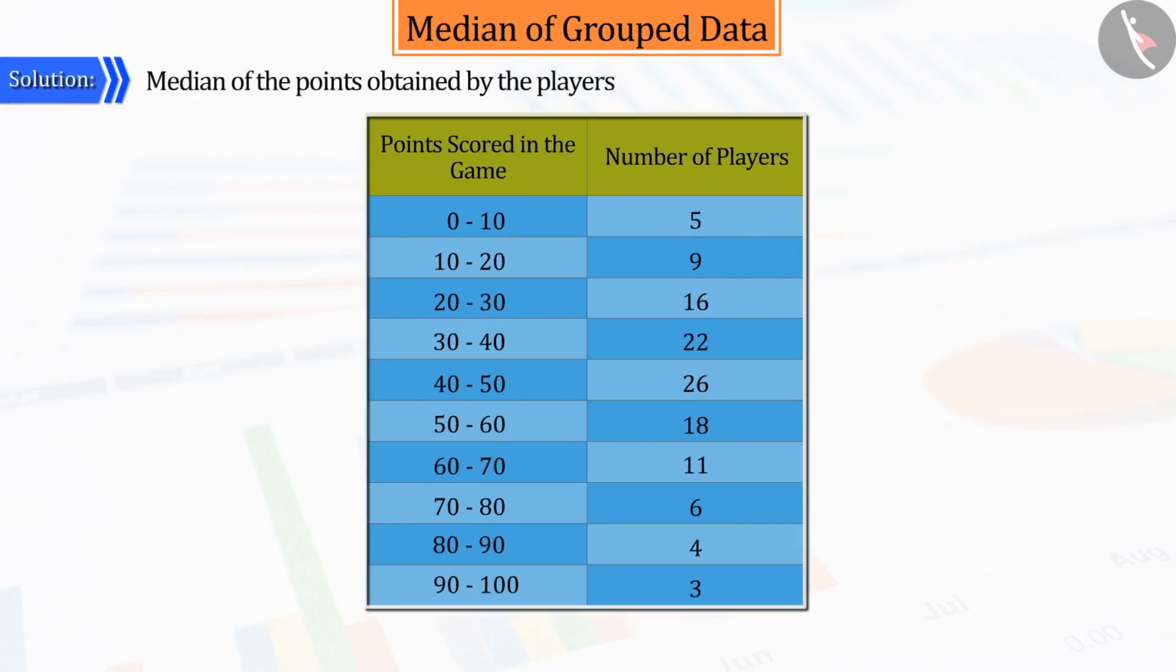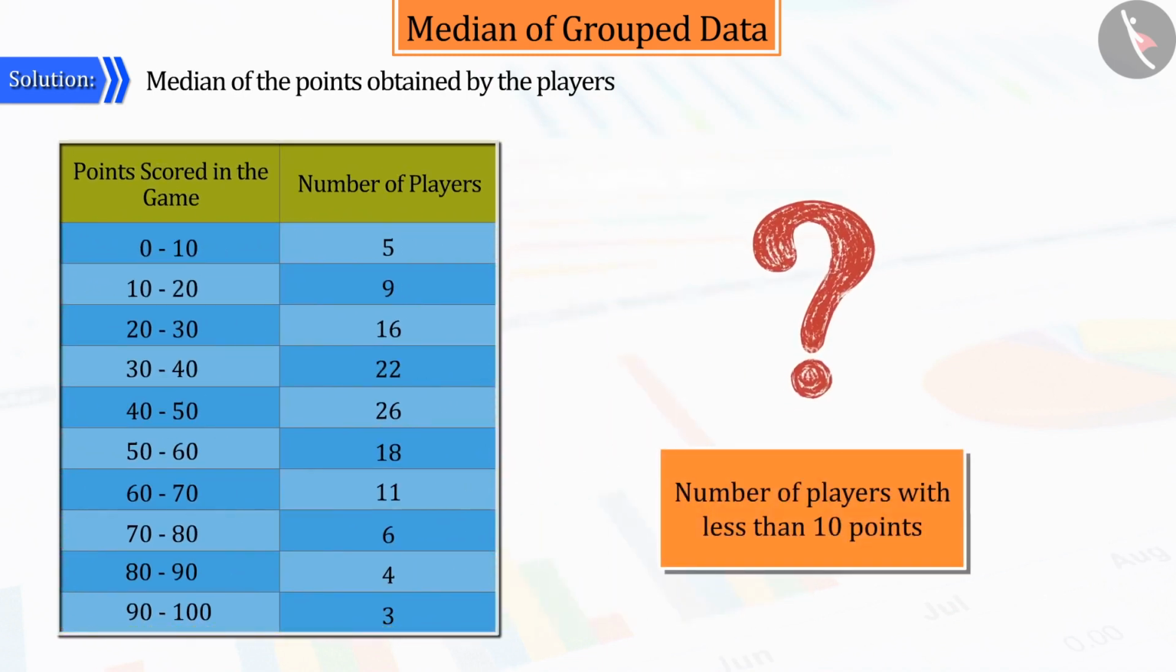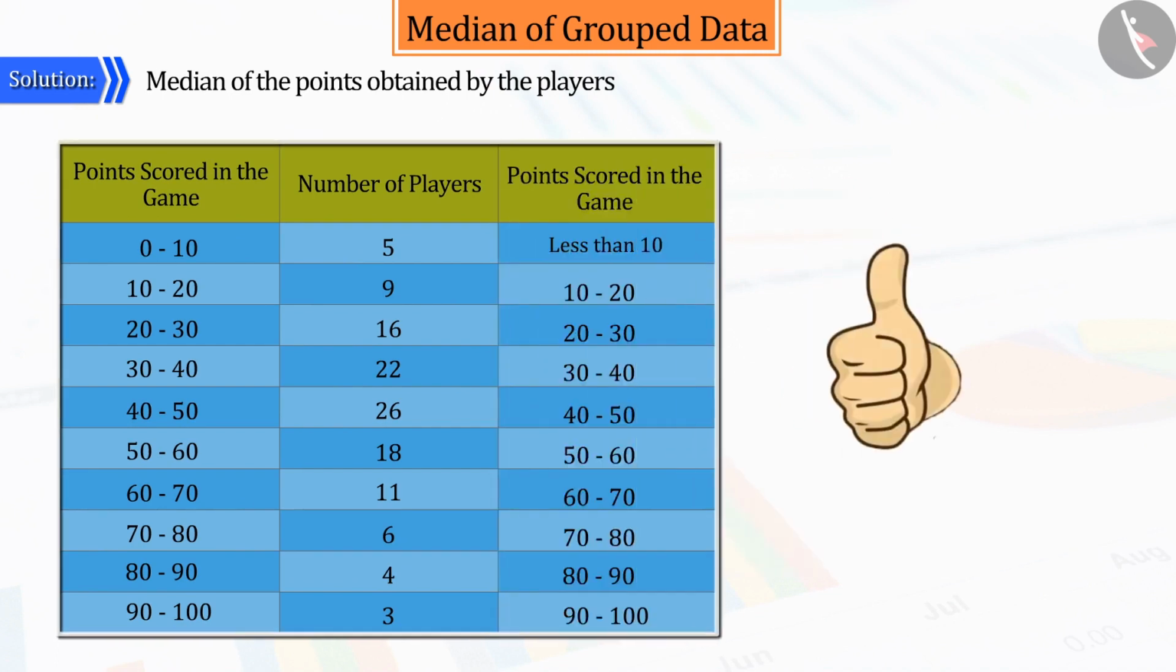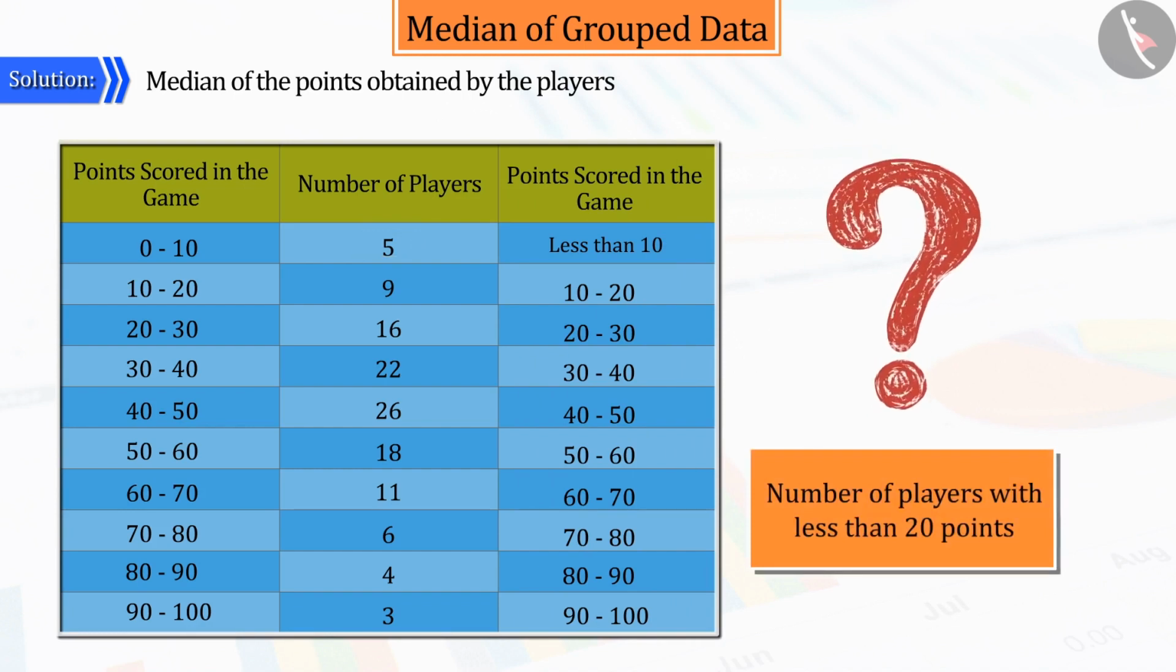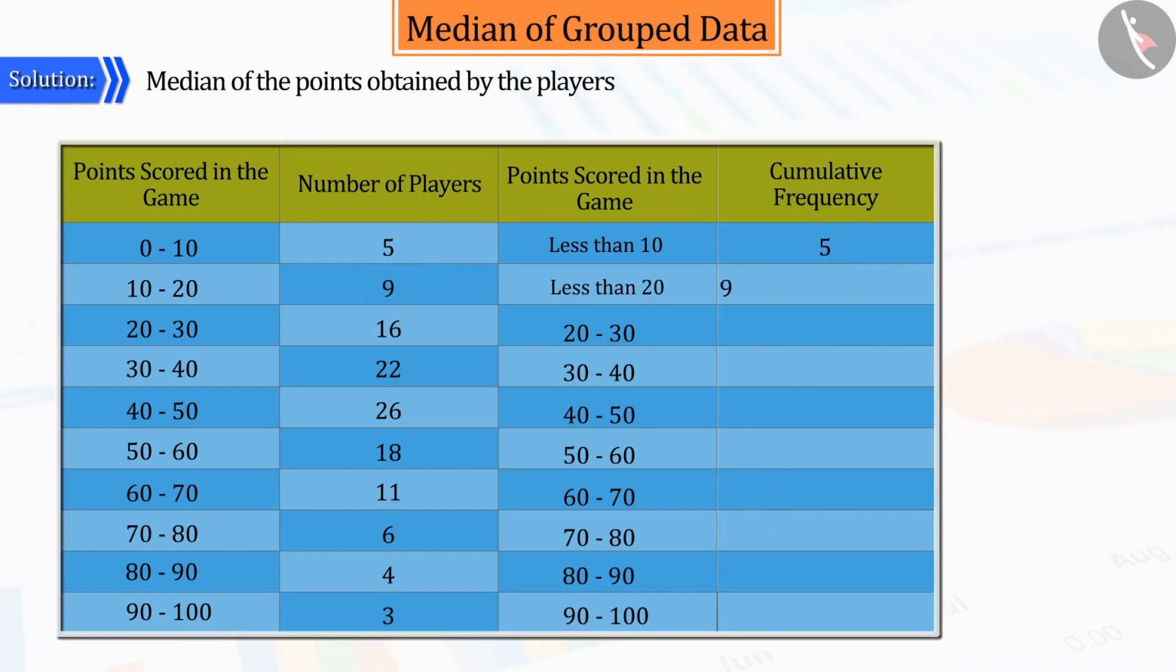Let's see. Let us first discuss the given table. If you were asked how many players got less than 10 points, would you be able to tell? Absolutely correct. 5 players scored less than 10 points. Now tell how many players got less than 20 points? No. If you think 9 players, it would be a wrong answer. Rather, here, the number of players scoring less than 20 points will be 14.